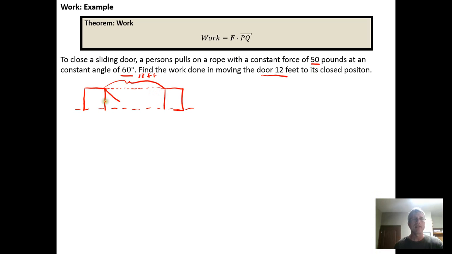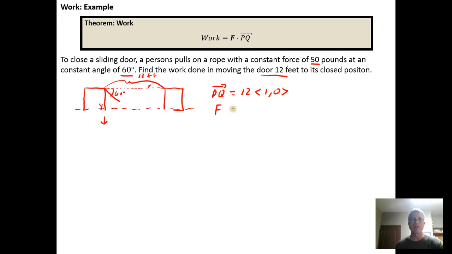So I can kind of think of establishing a y-x coordinate system like this, where I make this direction positive y. We're told that the force makes a constant angle of 60 degrees with the door. So I pull on the rope. I'm going to pull and move with a constant force at a constant angle until I'm in the closed position. So I can do the same thing that I did before. The distance vector can be easily described using 12 times, if I make this the positive x direction, 12 times the unit vector 1, 0.